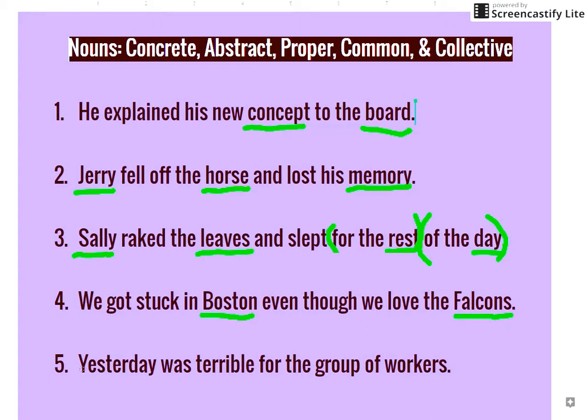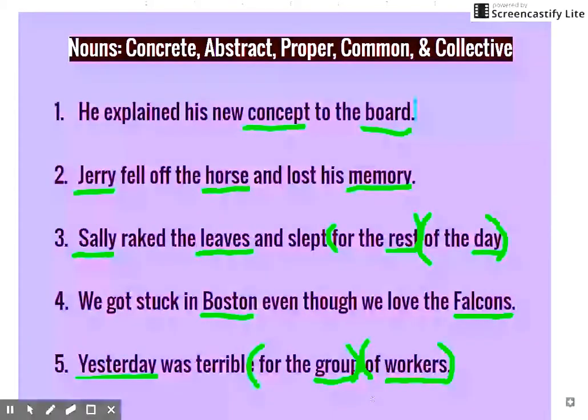And then yesterday was terrible for the group of workers. So yesterday here, that's a noun. Was terrible. Terrible is describing yesterday. For, that's a preposition. Okay, so for the group, that means group is the object of a preposition, which means it's a noun. And then we have another prepositional phrase, of workers. Of is our preposition, and that means workers is the object of a preposition, also making it a noun. All right, so for this next part, we are going to sort these into their correct categories.